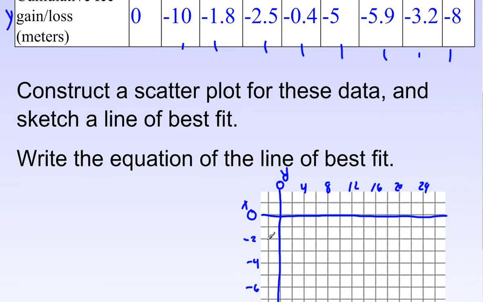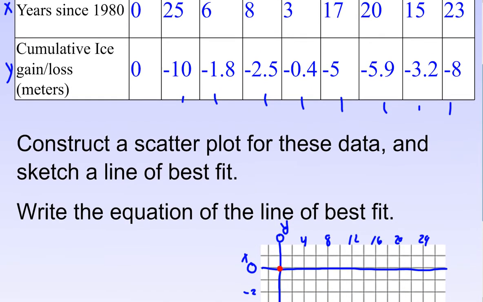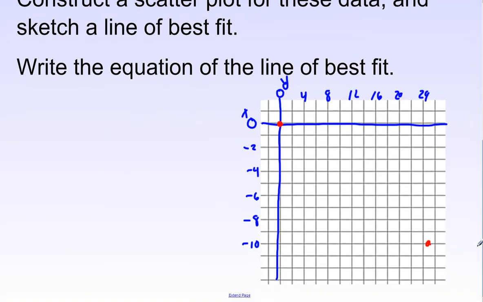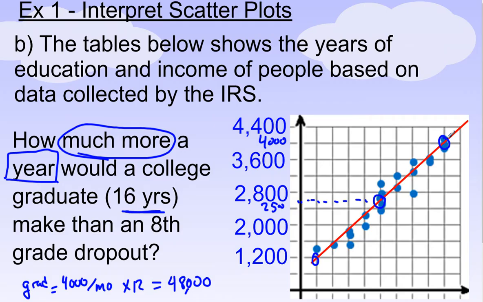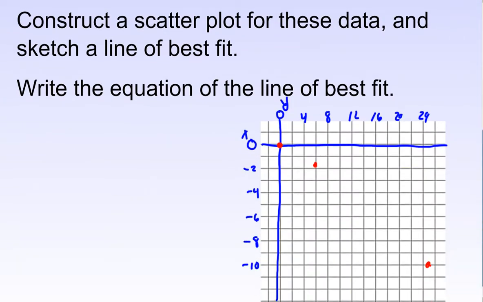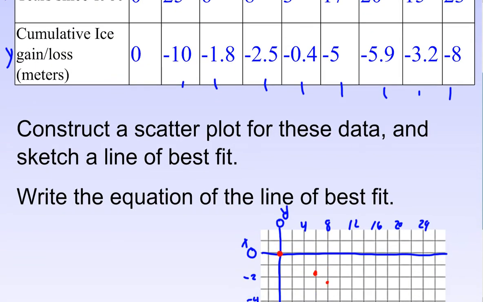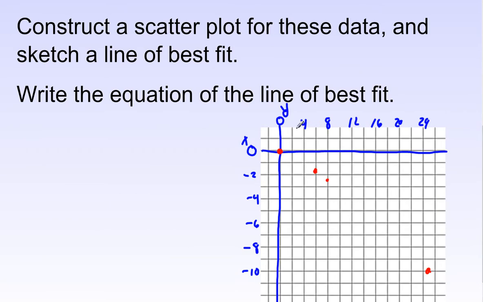If you can't, well then just continue watching and we'll go through it together. So 0, 0. I'm going to change colors here to make it stand out. And 25 years, negative 10 will be right there. 6 years, negative 1.8. 8 years, negative 2.5. 3 years, negative 0.4. So there's 3, 0.4.